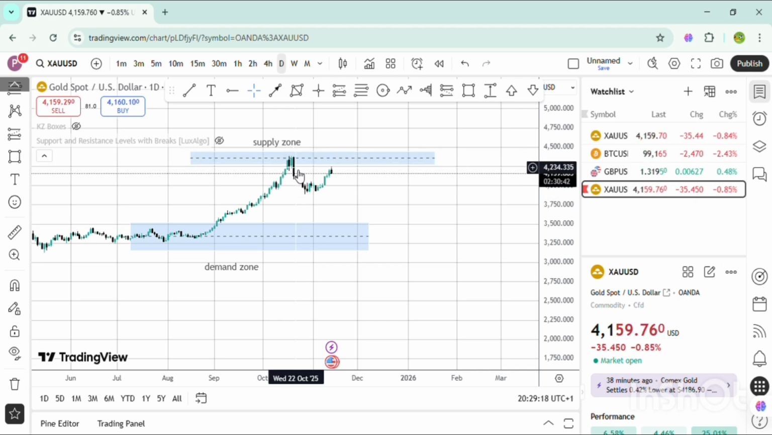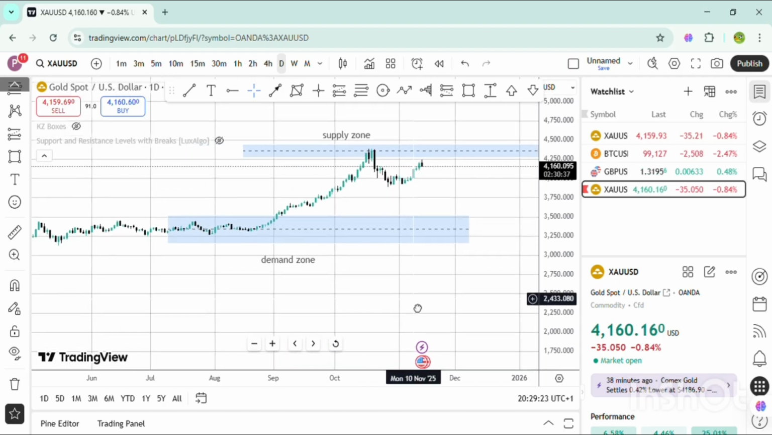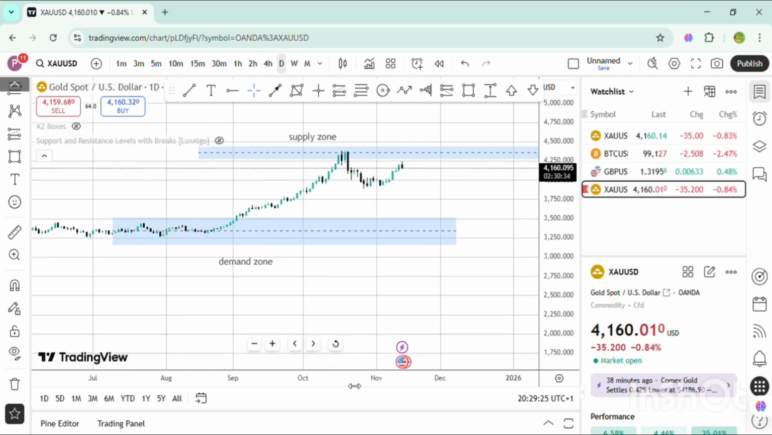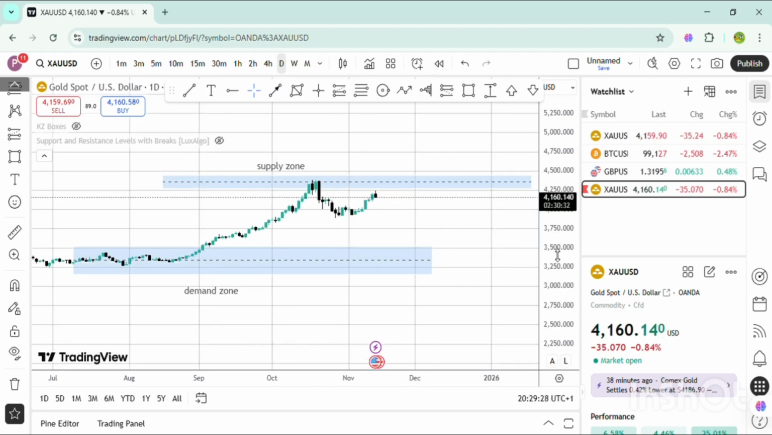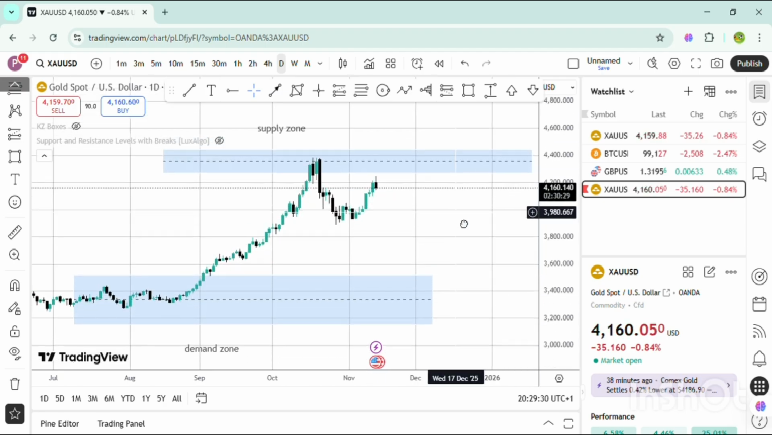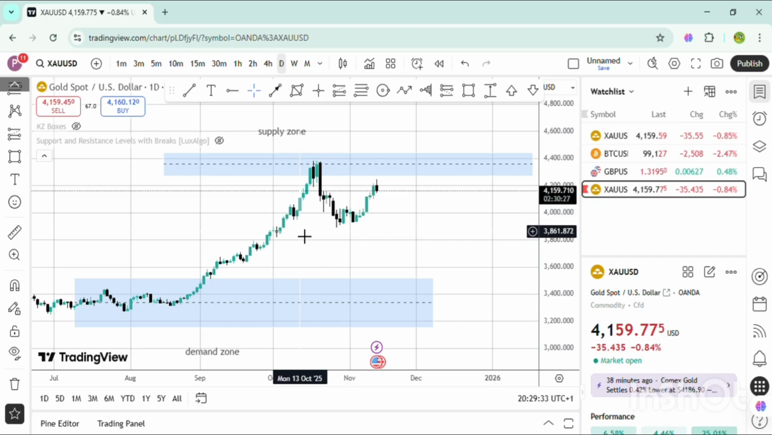So look at that fair value gap, the imbalance there. You look for the fair value gap and the order block. That's the fair value gap from that supply zone. And look at this now. There's the previous low, and the market swept that low. That's what they call a sweep of liquidity.